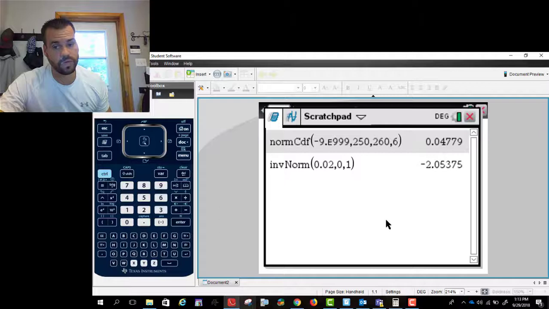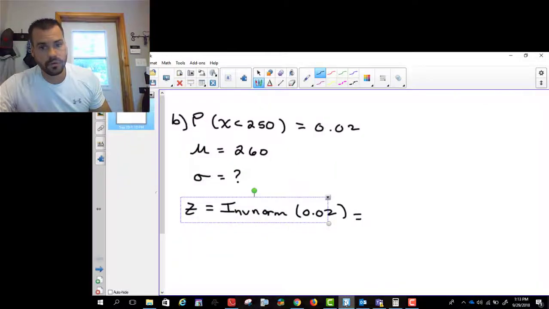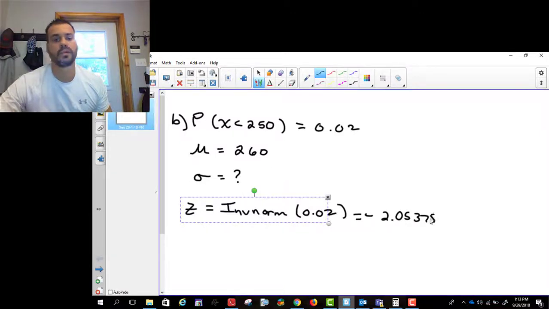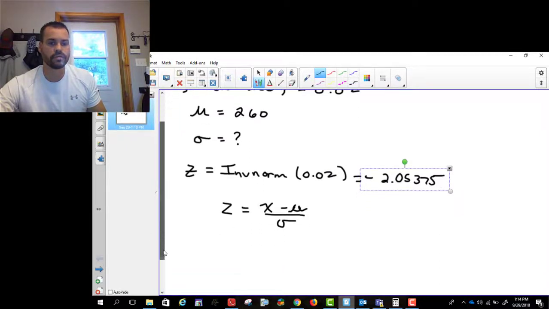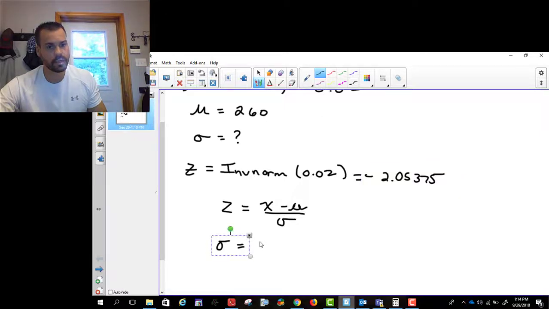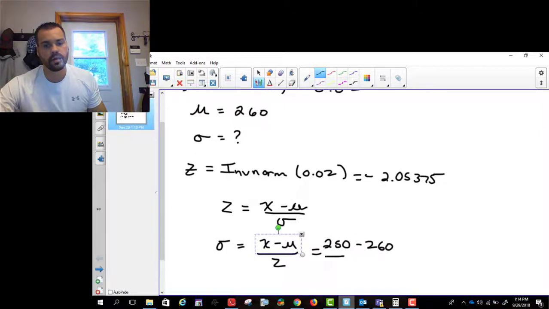It's negative 2.05375. Okay, and then we use our little conversion here between z and x. So if we rearrange this for sigma, because that's what we're trying to find, we're going to get x minus mu divided by z. So that is going to give me 250 is my x value, 260 is my mu value, and my z value I just found was negative 2.05375.